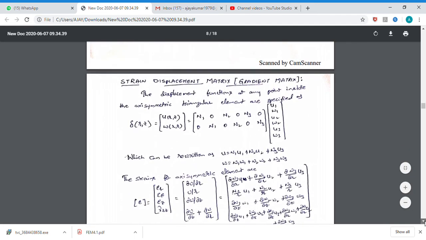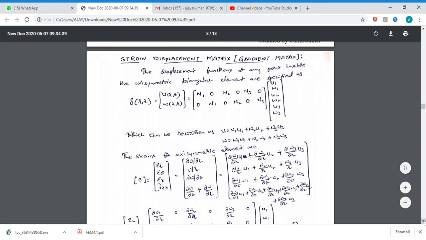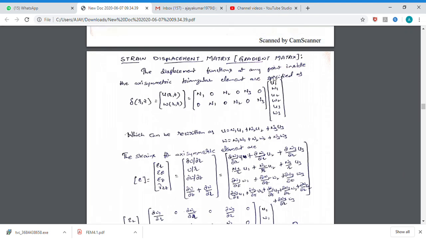Next, we have to discuss one more thing: the strain displacement matrix, or gradient matrix. Now we will discuss the strain displacement.